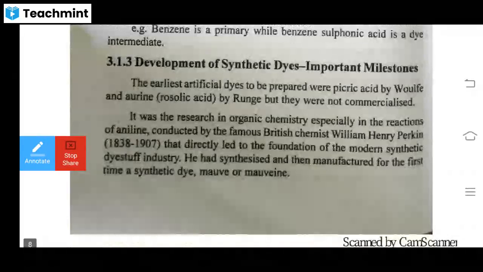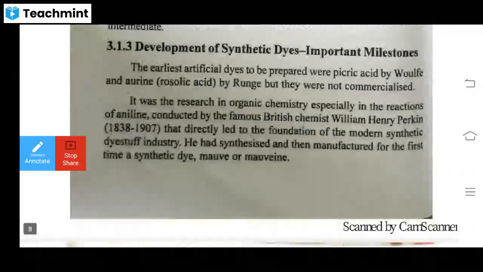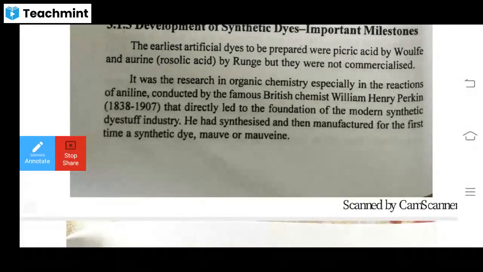So development of synthetic dyes and important milestones. So it is a journey of the dyes, how the dyes were developed. So in this case, the first dye was developed by Perkin.